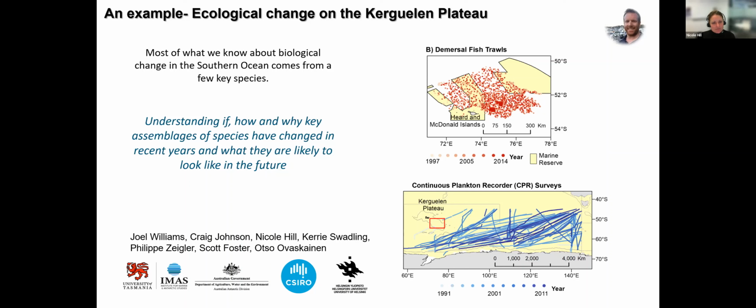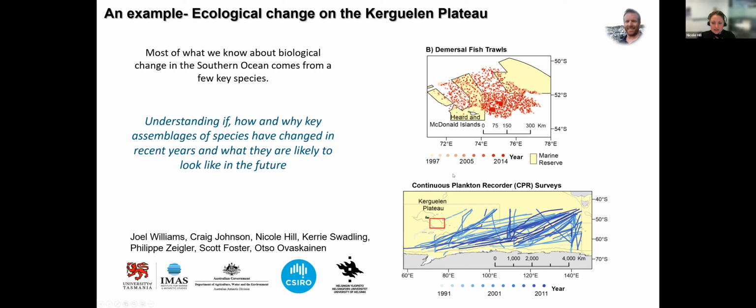Most of what we know about biological change in the Southern Ocean comes from a few key species. But we do have a few data sets where we've got good temporal information on whole assemblages. So, maybe not just penguins or a few species of seals, but we've actually got information on the full assemblage of organisms at a particular level. One example of this is the fish trawls that I was talking about. As I said, they were conducted every year, from about 1997, so we have more than 20 years of time series information.